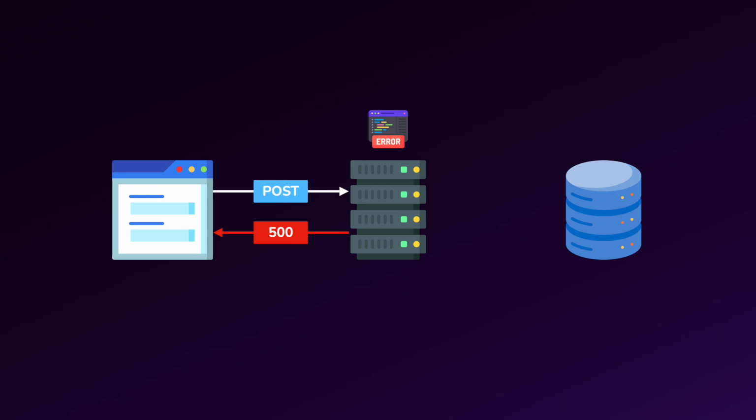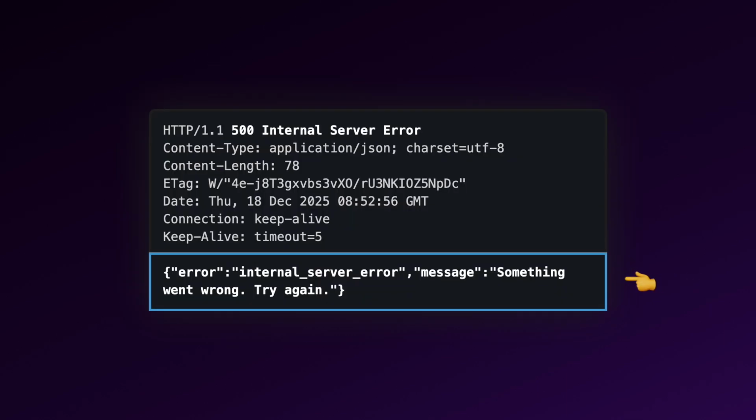For the client, this code implies that the problem cannot be fixed by simply changing the request, unlike a 404 not found would. Note that for security reasons, when using this status code, the response should only contain a safe generic error message like something went wrong and never reveal the specifics of what went wrong on the server.